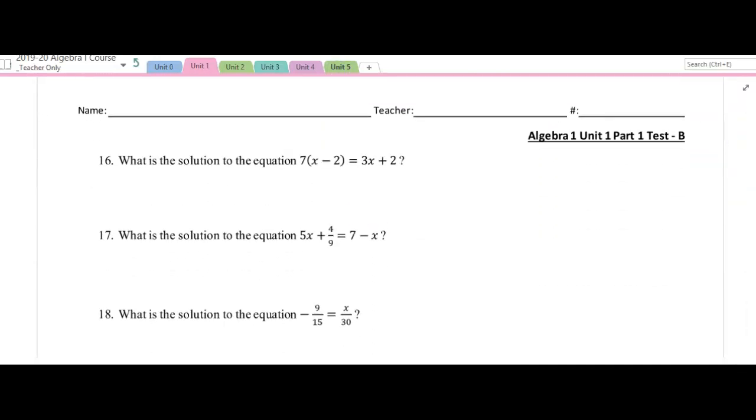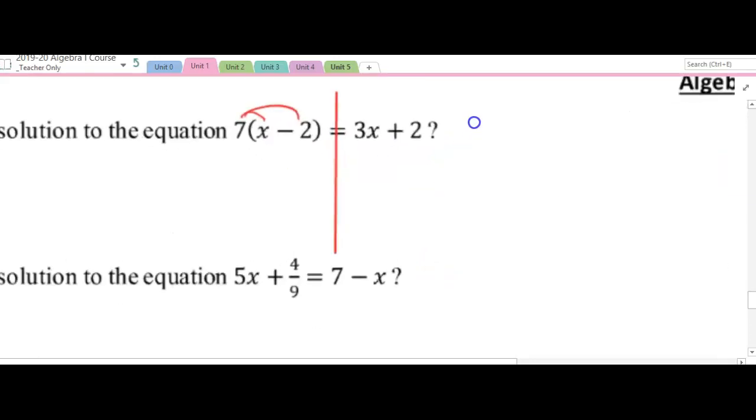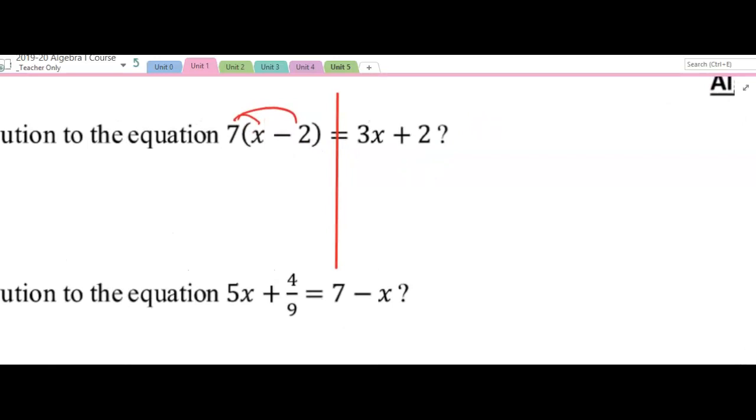Let's take a look at some multi-step equations. Here we have variables on both sides. The first thing I need to do is distribute. 7 times x is 7x. 7 times negative 2 is negative 14. It equals 3x plus 2. I prefer to get my letters on the left. I just prefer to try to organize my equations that way. But you don't have to.